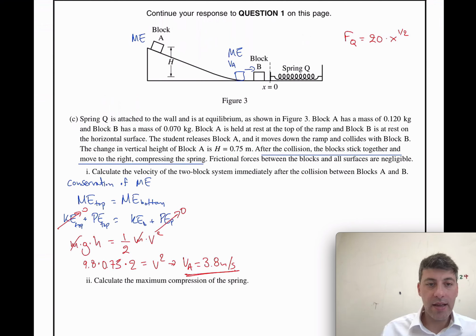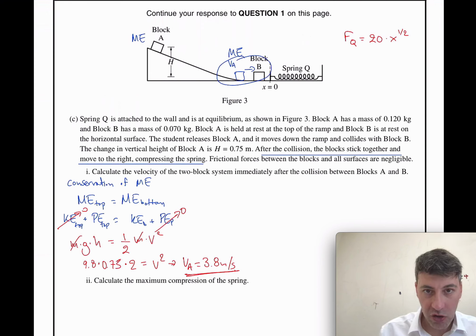However, we don't need to calculate this. This is not our final answer. We need to figure out what is the velocity of the two block system right after the collision. So these two blocks, one of them is moving with 3.8 meters per second for block A, and block B is at rest, so it doesn't have velocity. They stick together and move with the velocity after the collision. So we can use the law of conservation of linear momentum.